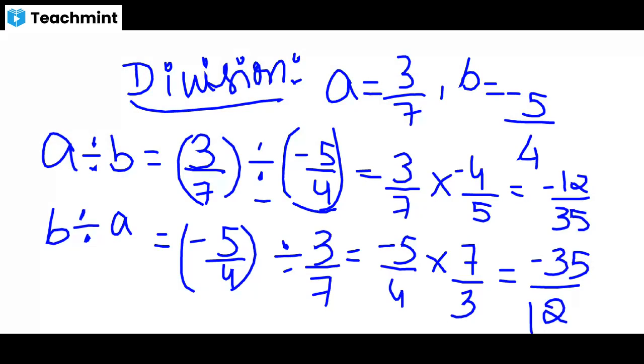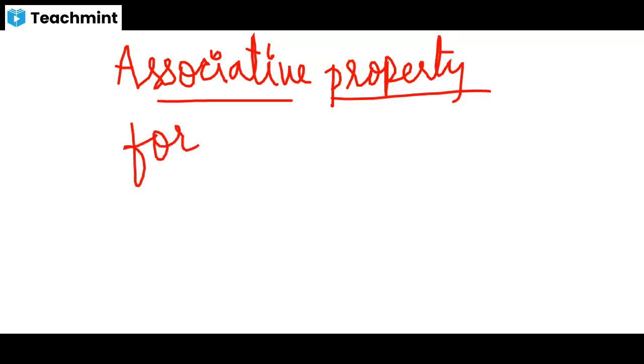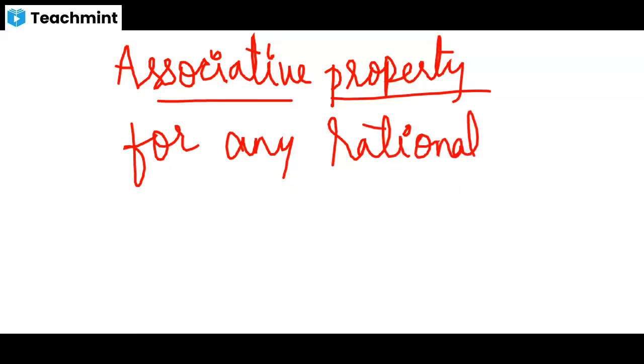Then next we'll discuss about the associative property. So what does that associative property show? That you have studied in your earlier classes. What is associative property for whole numbers? A plus B plus C is equal to A plus B plus C. If you are taking rational numbers, that's associative property.